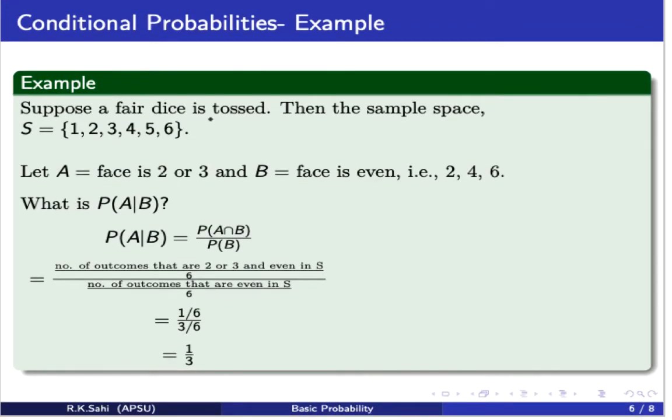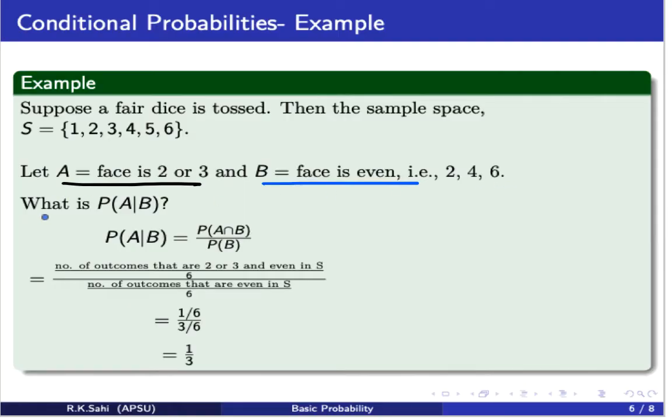Now a fair dice is tossed. So what is the sample space? 1, 2, 3, 4, 5, 6. And we're going to look at two events. The first event, the face is 2 or 3. And the second event is the face is even. That is, either it can be 2, 4, or 6.